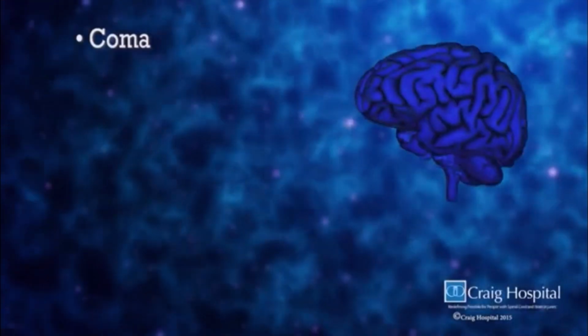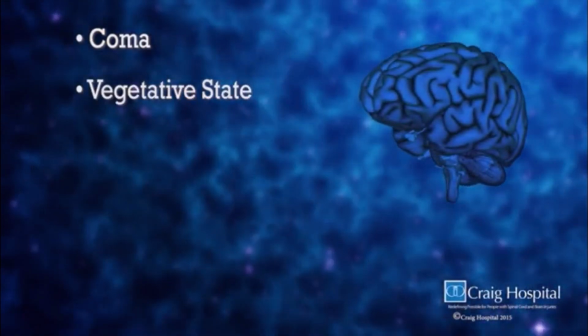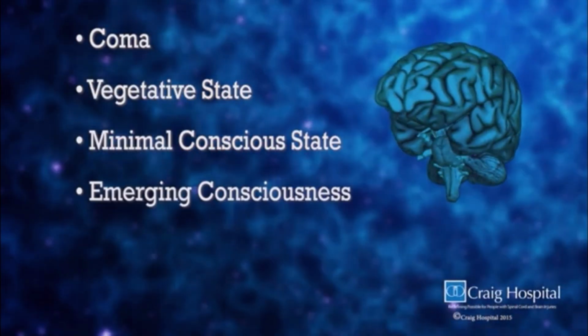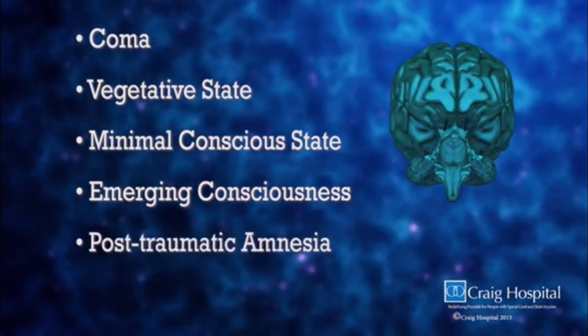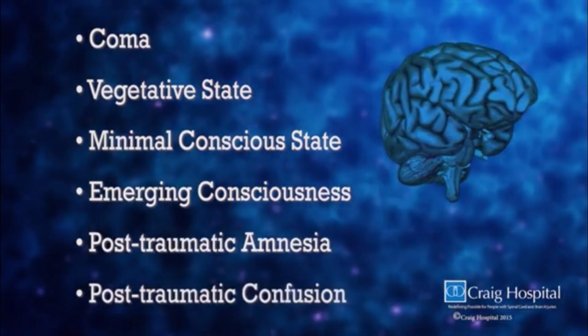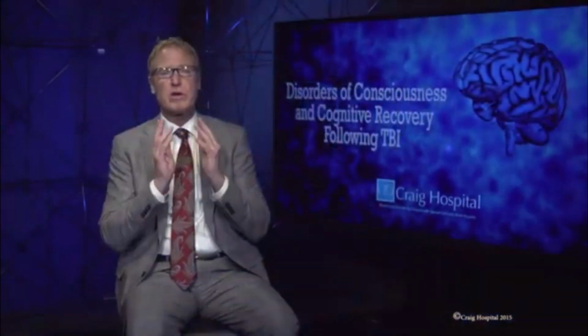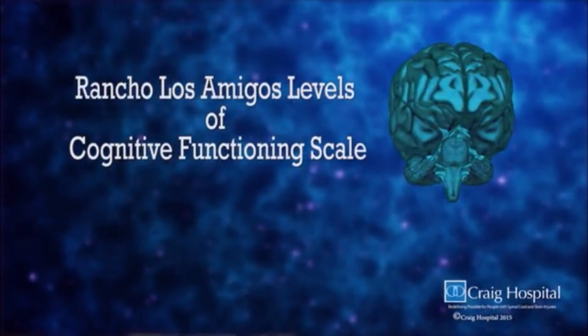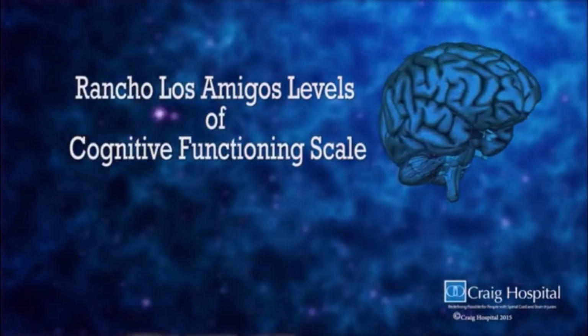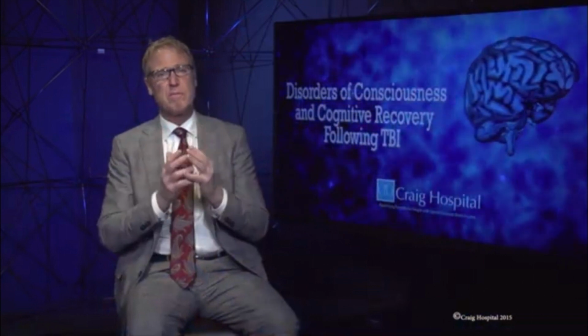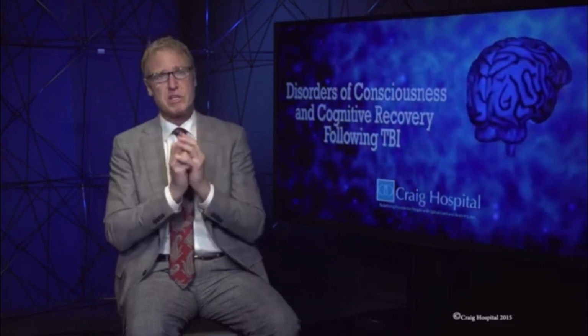You may often hear clinicians use medical terms such as coma, vegetative state, minimally conscious state, emerging consciousness, post-traumatic amnesia, or even the term post-traumatic confusion. During this video, we are going to closely examine the Rancho Los Amigos levels of cognitive functioning scale, which provides an observational and a much more descriptive way to better monitor your family member's changing condition as they progress through different levels of impaired or even emerging consciousness.